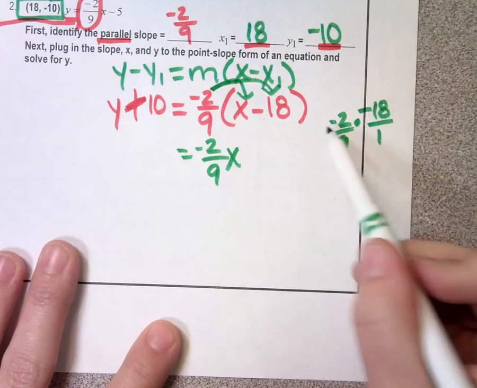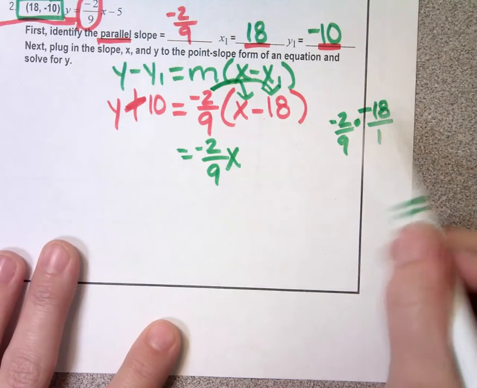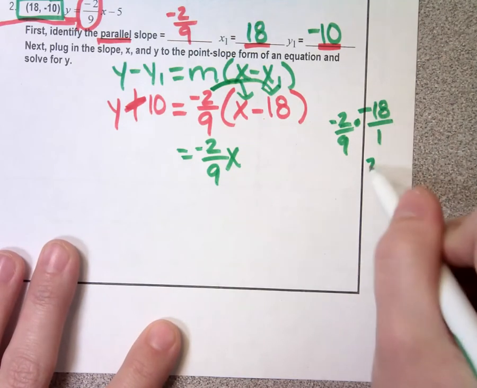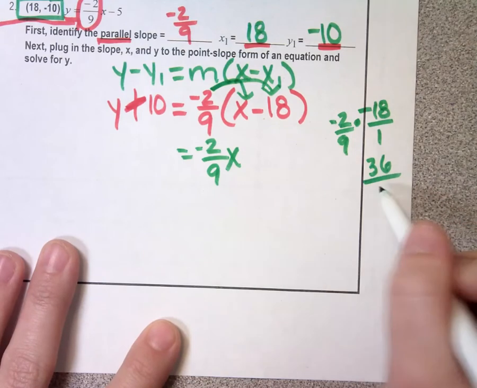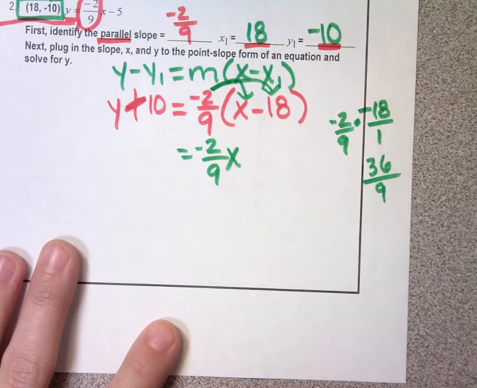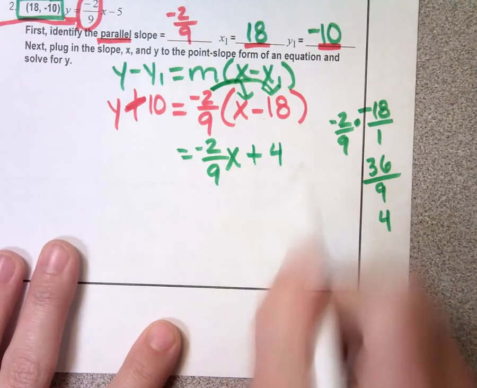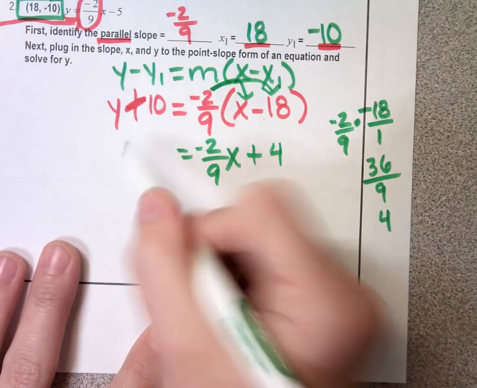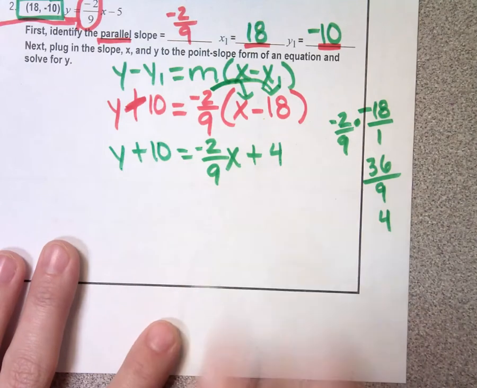If I multiply straight across, negative 2 times negative 18, I get 36. 9 times 1, I get 9. And what does that reduce to be? A positive 4. So I'm going to put plus 4. I bring down my y plus 10.